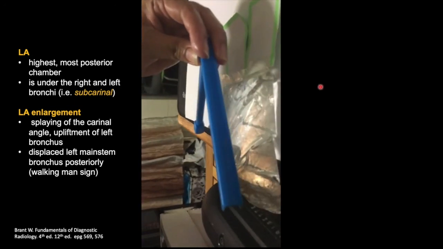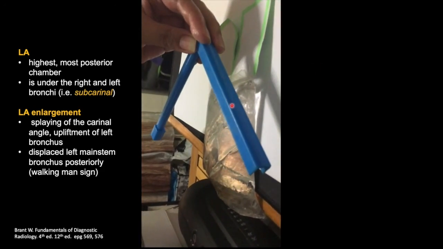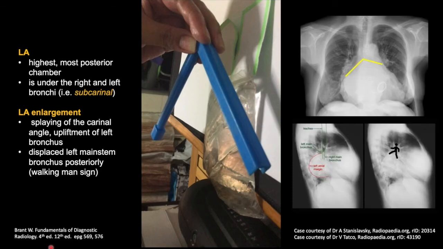If you take a look at the lateral view, the left mainstem bronchus here becomes posteriorly displaced because of the enlarged left atrium. So here, this is the lateral radiograph in which you see the left mainstem bronchus here and the right mainstem bronchus here. The two are splayed apart with the left mainstem bronchus displaced posteriorly, forming two legs of a walking man. Here's the example of a frontal radiograph in which you see splaying of the carina.